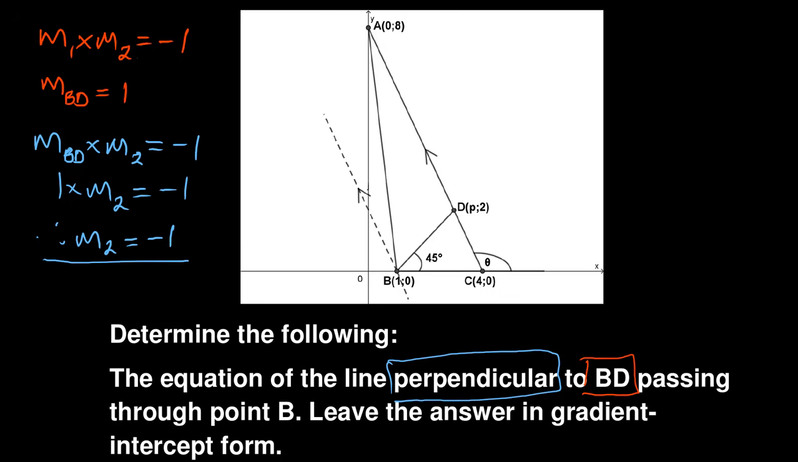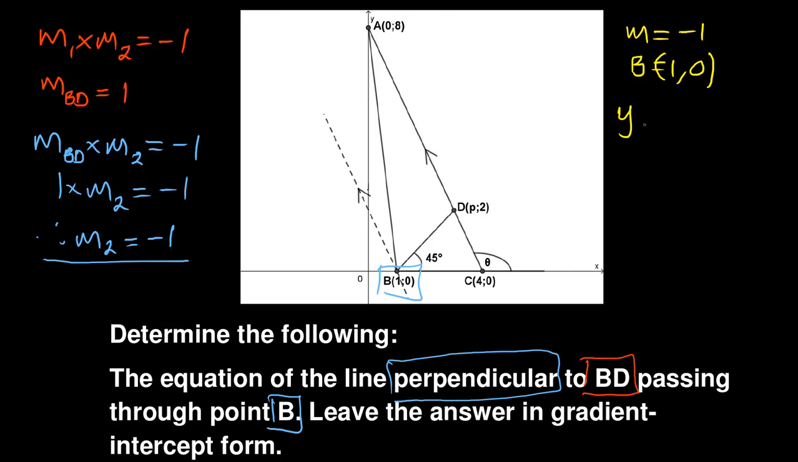When I know the gradient, I can then use this gradient to find the equation of the line. They told me it passes again through point B, and remember point B is (1, 0). So I've got my m, the gradient, being -1, and my point B being in this case (1, 0). I have to just write B as (1, 0), not equal to.